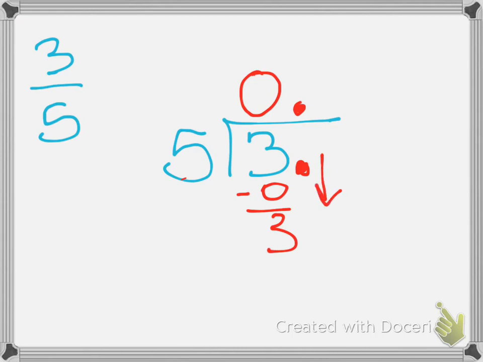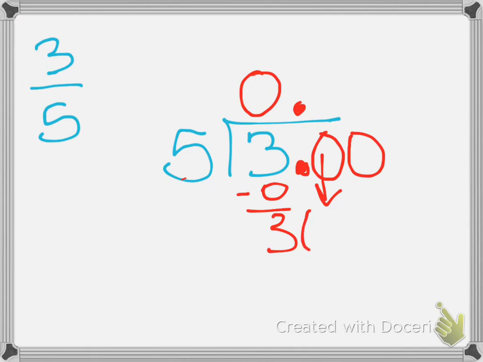Well, what am I going to bring down? I don't have anything to bring down. Well, think of money. You have $3. You have $3 and a decimal. What numbers are after that 3? There's always something that represents nothing, and those are zeros.